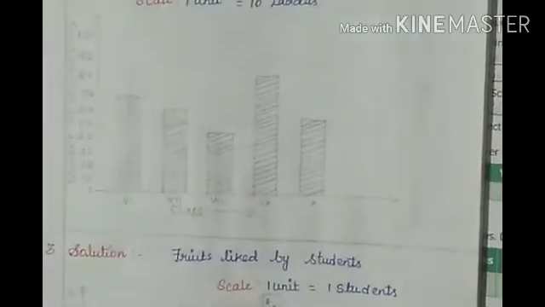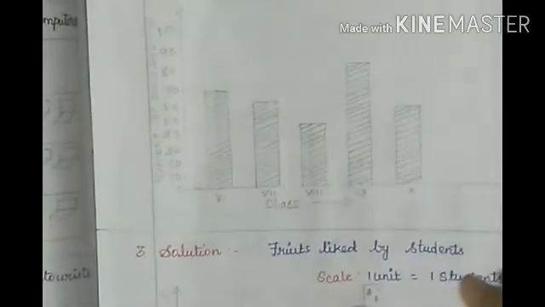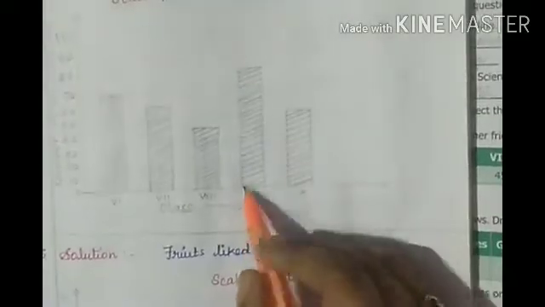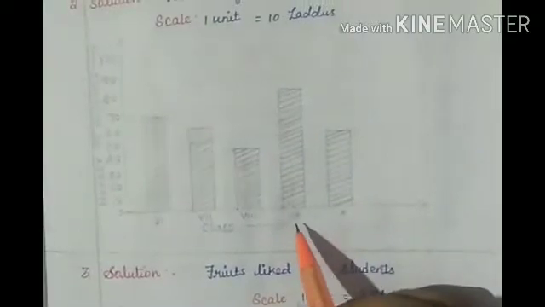Next, for class 9, what is given? 80. So how to draw 80? It is very easy. Start from 0 and end with 80. Draw the line and complete the box. This is only class number 9.